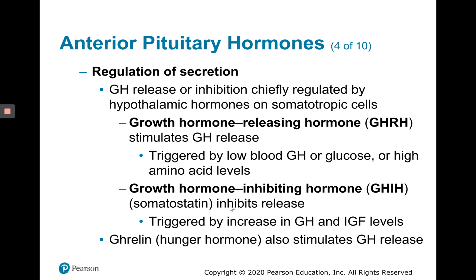We see that growth hormone releasing hormone is triggered by low growth hormone or glucose or high amino acid levels, whereas the inhibiting hormone is triggered by increases in growth hormone and IGF levels, which were the indirect chemicals that caused bone and muscle growth. Ghrelin, a hunger hormone, is also able to stimulate growth hormone release, but that's going to be a minor stimulus.